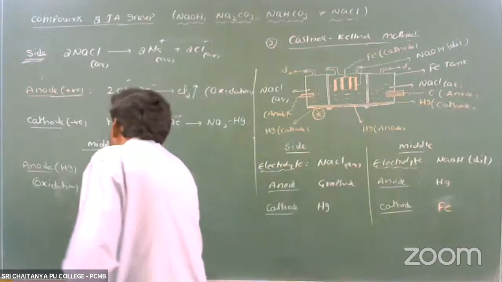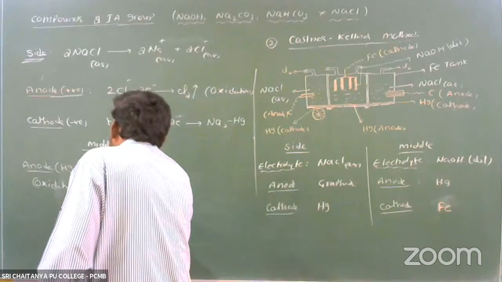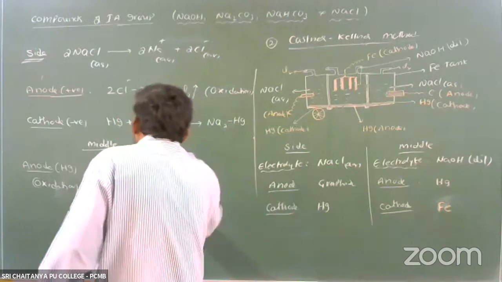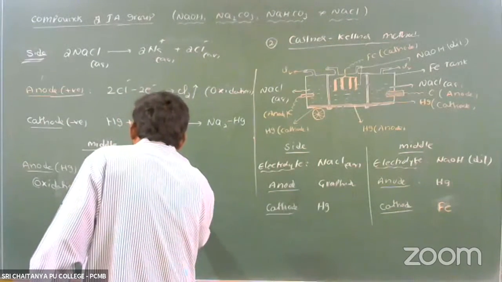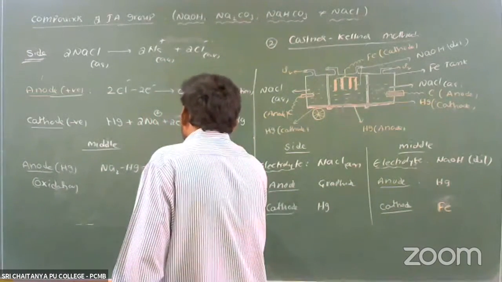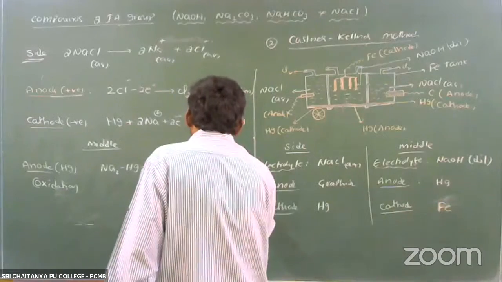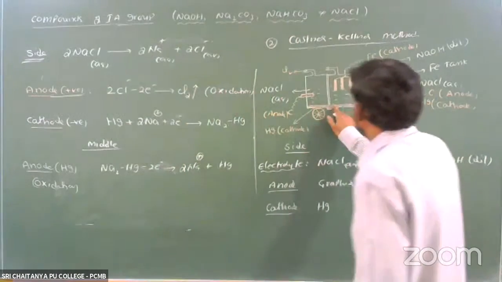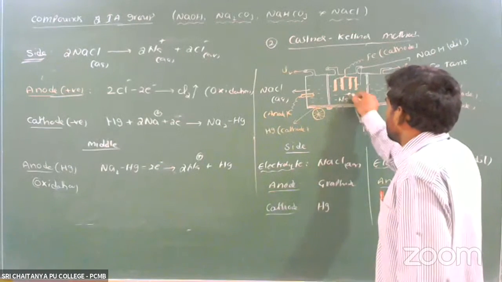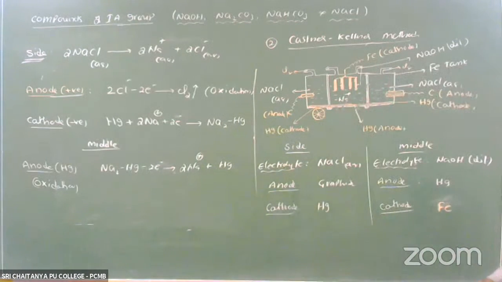At the anode, Na2Hg loses 2 electrons, de-electronation, that is oxidation. It gives 2 Na plus ions and mercury. Sodium amalgam is converted to mercury, and Na plus ions are formed.